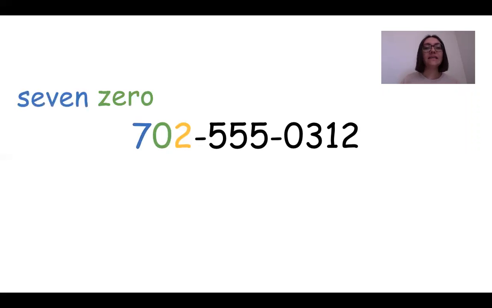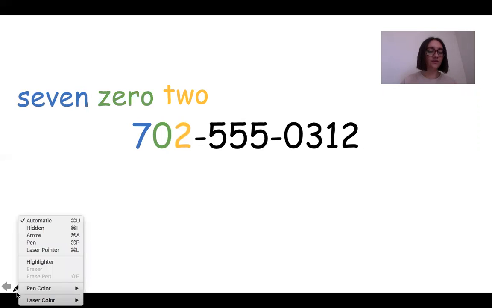Okay, so we have this phone number, right? 702-555-0312. Okay, let's go through that slowly and look and say each number. So these first three we're going to do. So the first number is 7, right? 7, 0, 2.